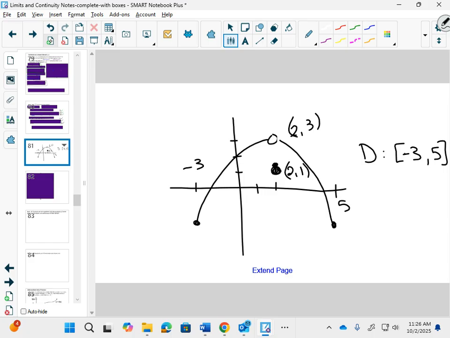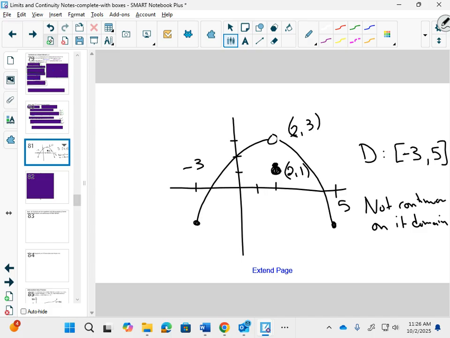This one is not continuous on its domain because it has, what kind of discontinuity is this one called? Jump, infinite, or removable? Jump. It's a removable. Yeah. Okay? Because if you just filled in that dot, it would make it continuous.